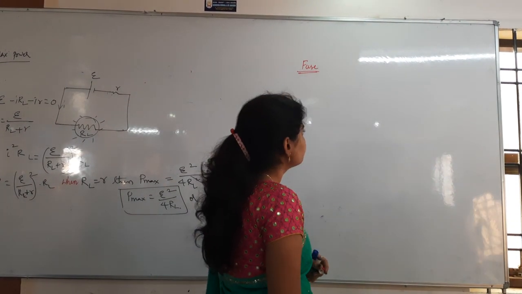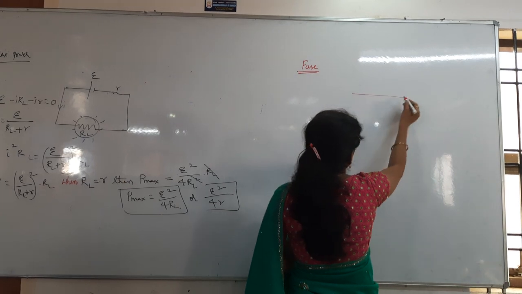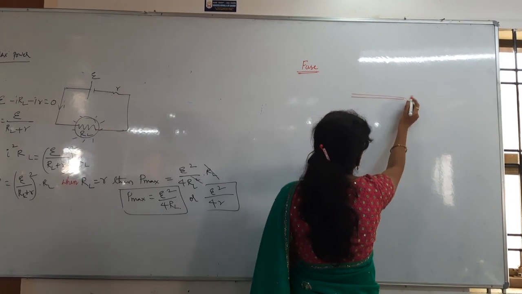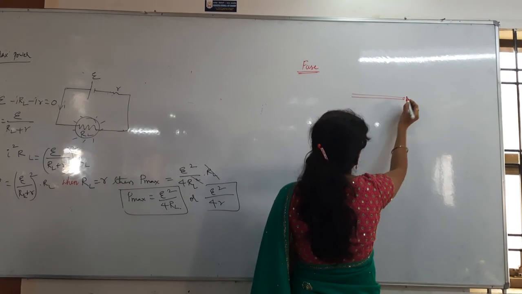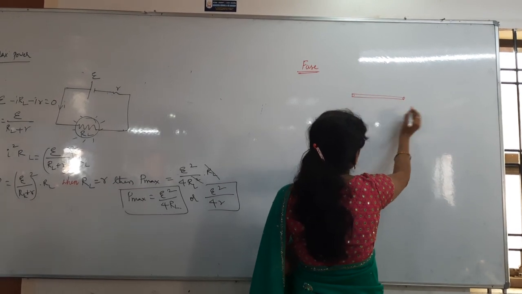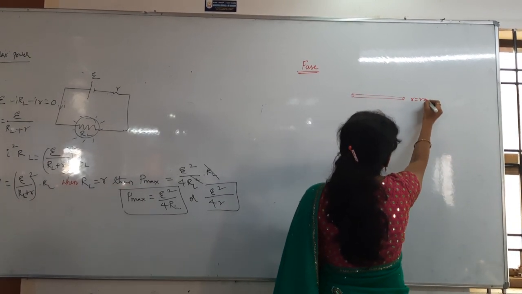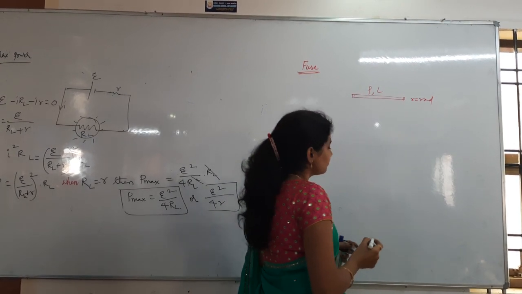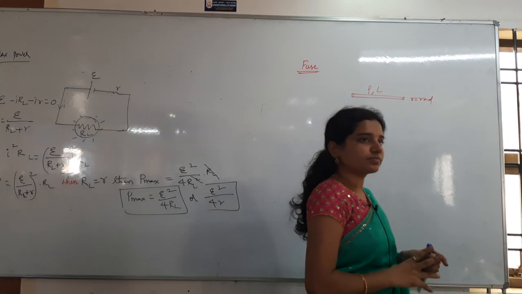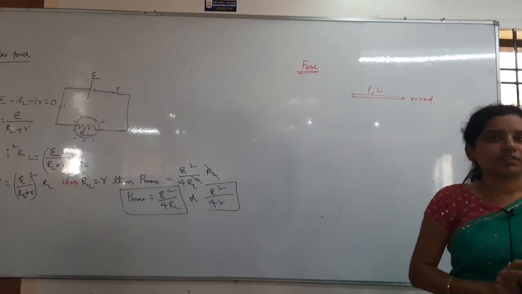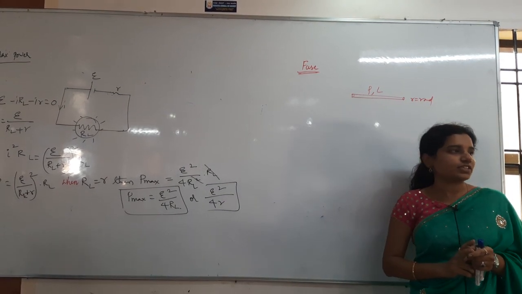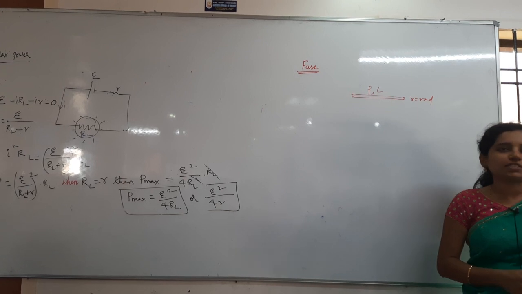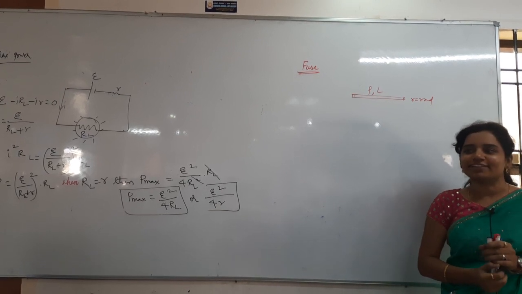Next, fuse. What is the rho there? Resistivity. Density is not there. Don't think about the density in electricity. Okay? Density is gone already.